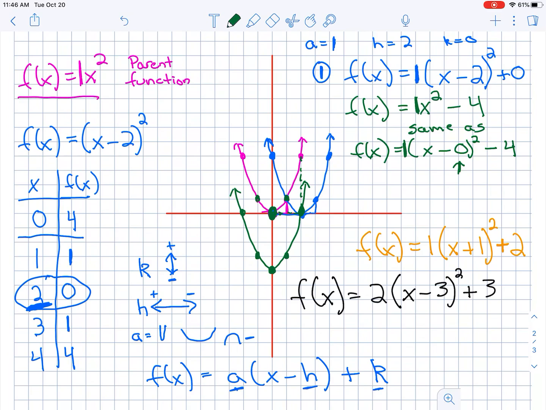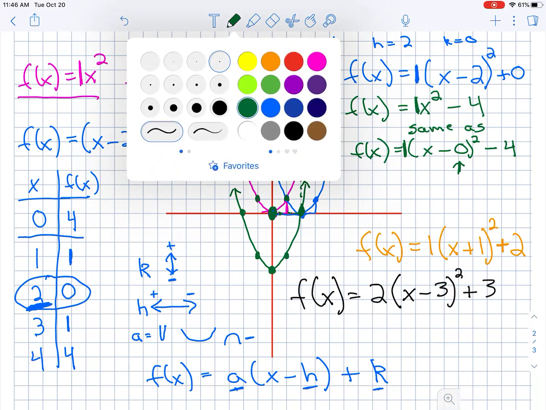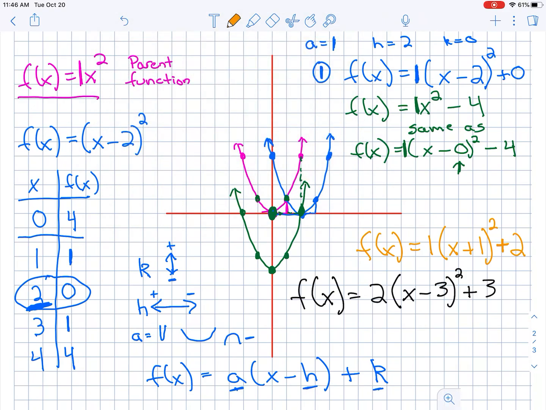And you could make a table to prove that too. If you make a table, you'll get the same graph. It's getting a little busy, but at least I used different colors. Let's do the orange one now. Maybe try it on your own if you want to, but let's think about where the plus 1 takes us, and the plus 2 takes us, and then what kind of shape the 1 gives us.